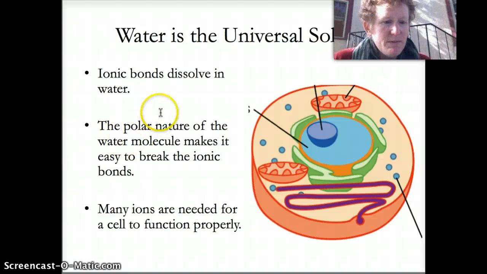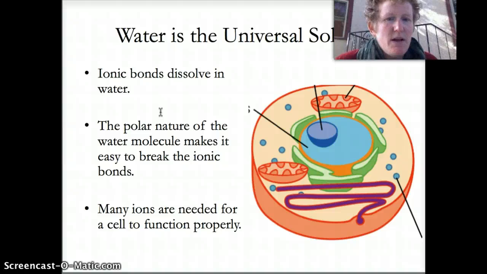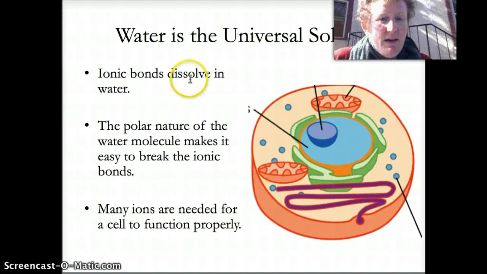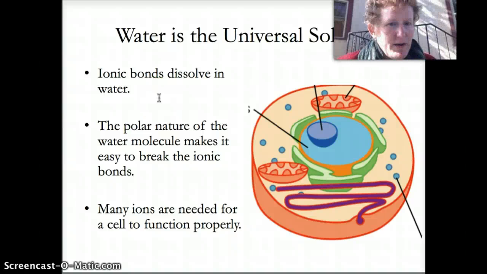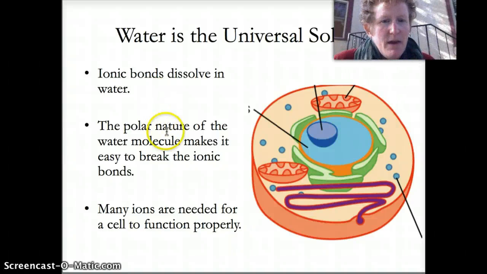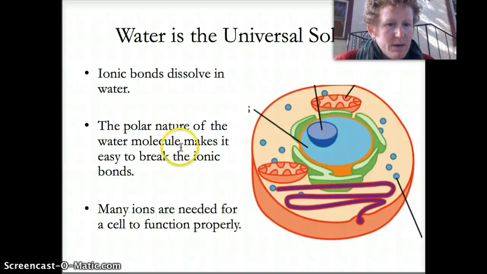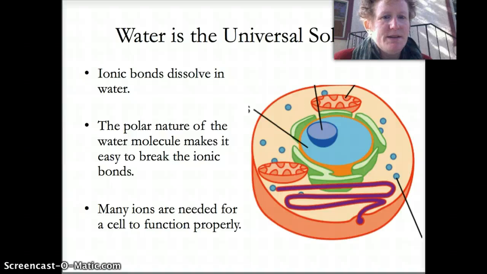Water is very important to biology as well because it's a universal solvent. Ionic bonds, like those in sodium chloride, potassium chloride, and magnesium chloride, dissolve really well in water, and I'll show you why that is in a moment in the next slide. The polar nature of the water molecule makes it easy to break those ionic bonds. And the ions are key for cells. These ions are needed for the cell to function properly. We'll talk about which ions in a second.